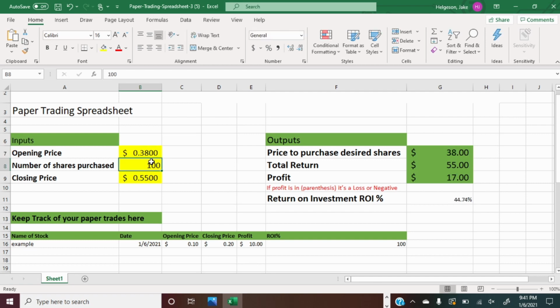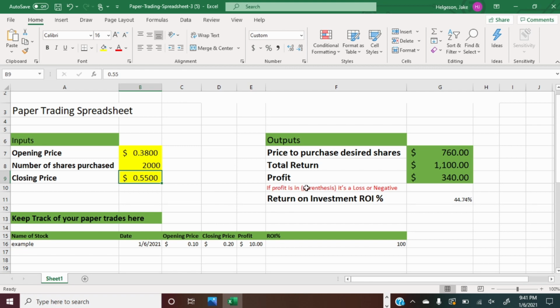Okay, and I believe I had 2,000 shares of that. So for that stock, it cost me about $760 to purchase 2,000 shares of it. My total return was $1,100, and my profit was $340. Okay, and that makes my return on investment 44%. And again, the annual yearly return on investment in the stock market is about 10%.